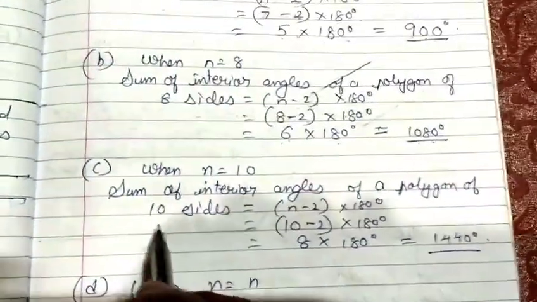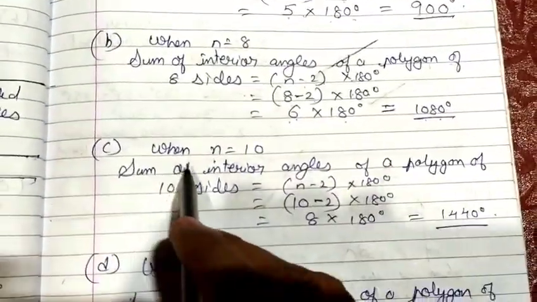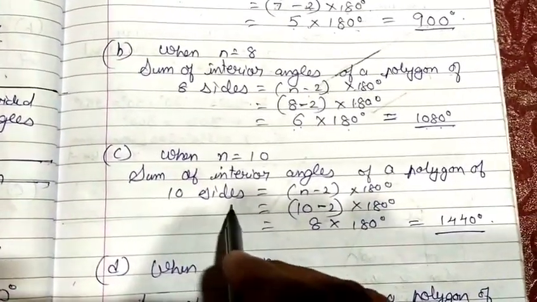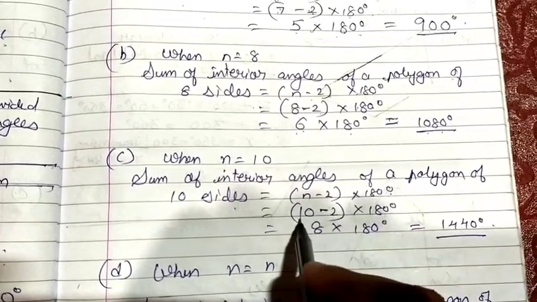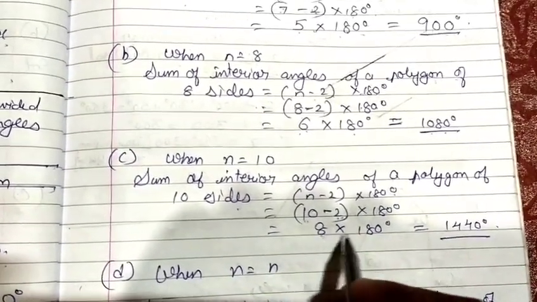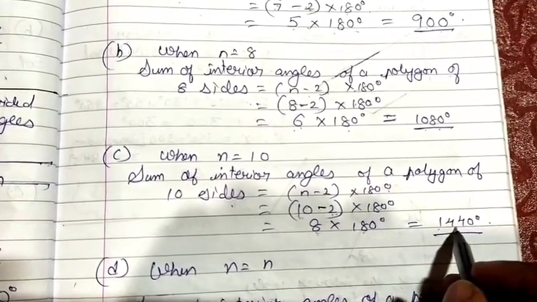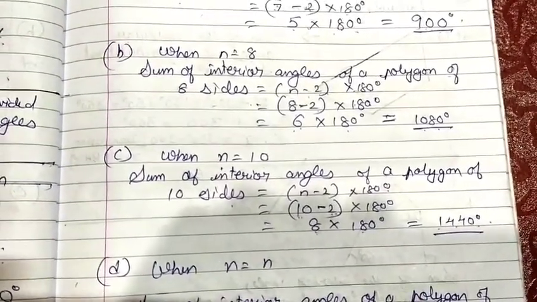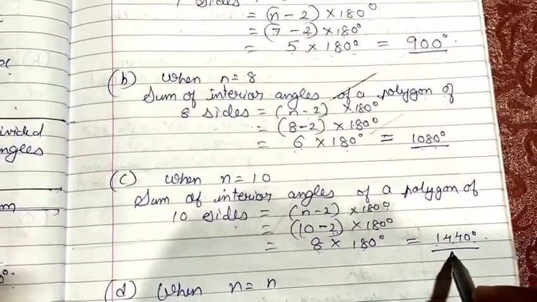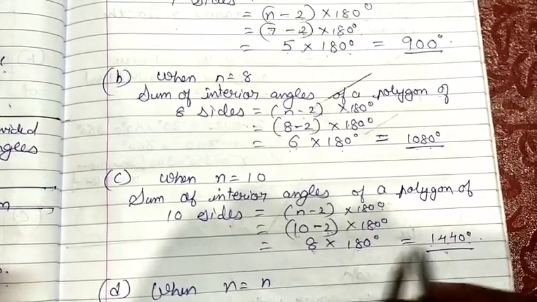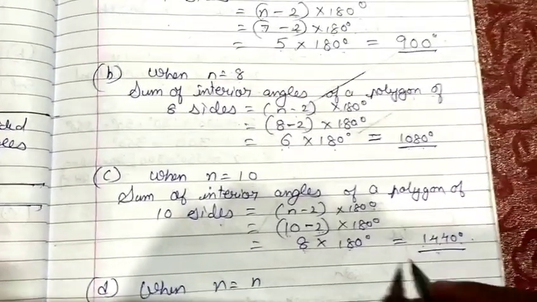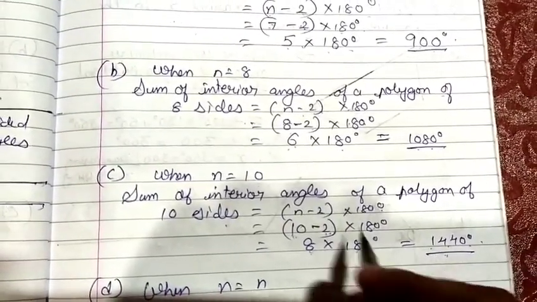Now a 10-sided figure. The sum of the interior angles of a polygon of 10 sides is n minus 2 into 180, that is 10 minus 2. 10 minus 2 gives 8. 8 into 180 gives 1440 degrees. Dear student, this is how you get the value. This is the value, the sum of the angles of the given figure.